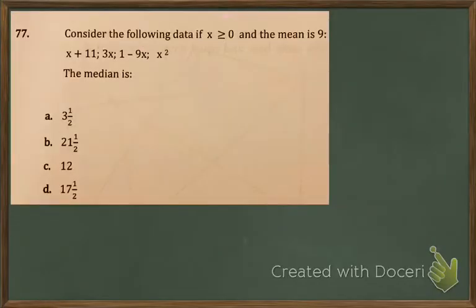Here's the first one. Consider the following data: if x is greater than or equal to 0 and the mean is 9, the data is x plus 11, 3x, 1 minus 9x and x squared. The median is, and you need to choose A, B, C or D.